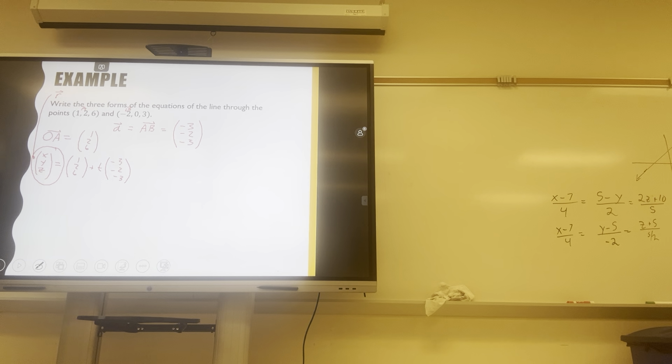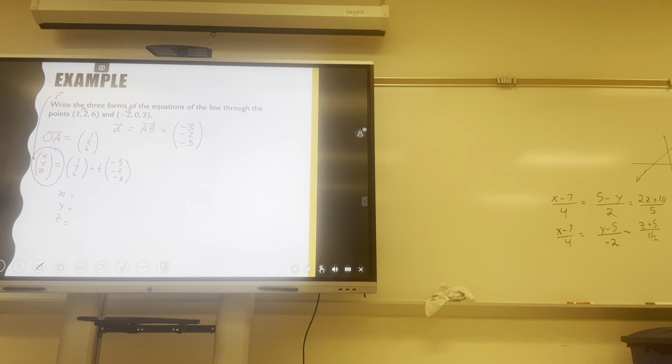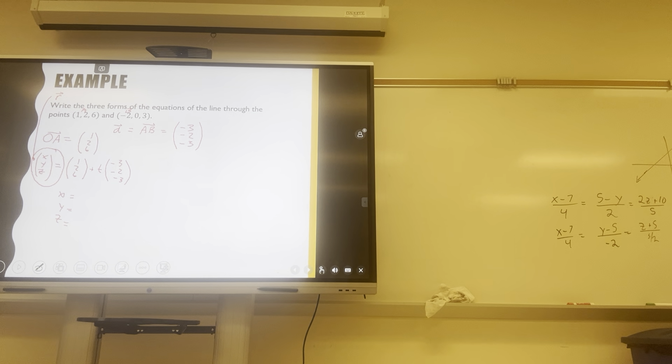Okay, it said all 3 forms. So parametric, we just write separate equations for x, y, and z. But once you have this, you just read off the equations the other way, right? So x is going to be what? 1 minus 3t. Y will be 2 minus 2t. And finally z, 6 minus 3t. Okay? That's parametric form. We did vector form.